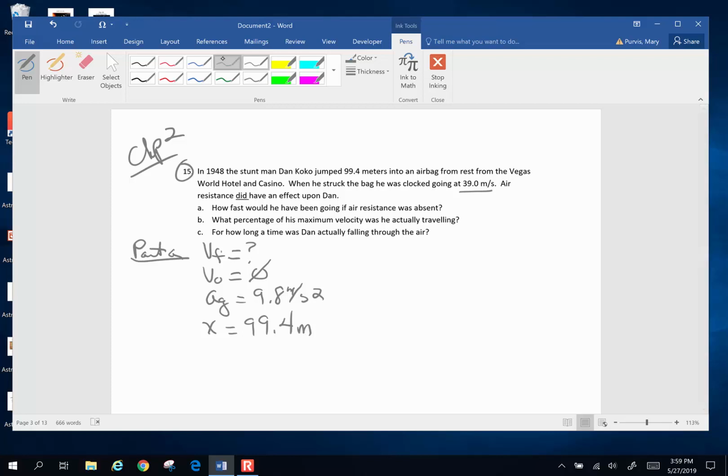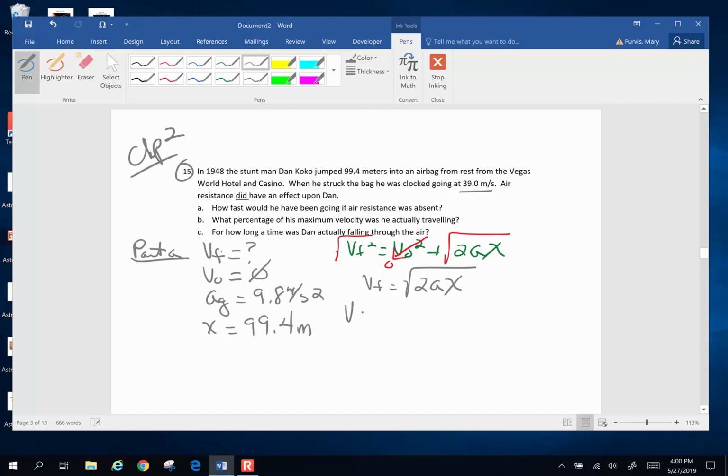Well, the one I like is VF squared is VO squared plus 2AX. If the original velocity is 0, this can go away immediately, and solving for VF, I can take the square root of both sides. So I'm going to end up with final velocity is going to be the square root of 2AX, and you can use this if original velocity is 0.